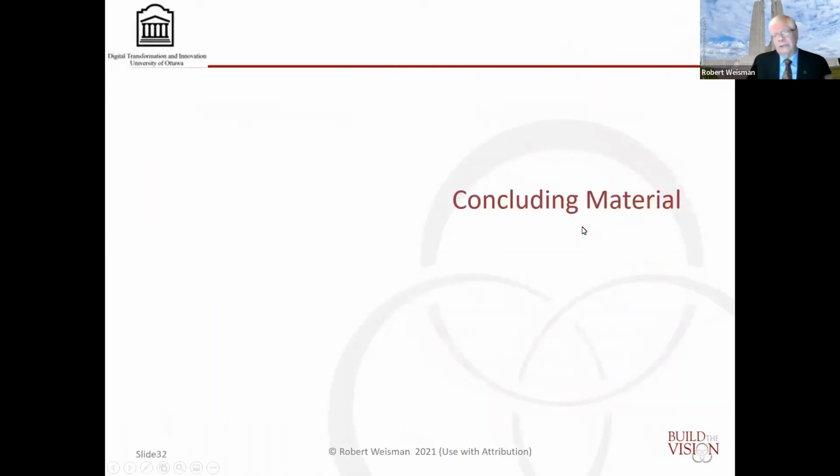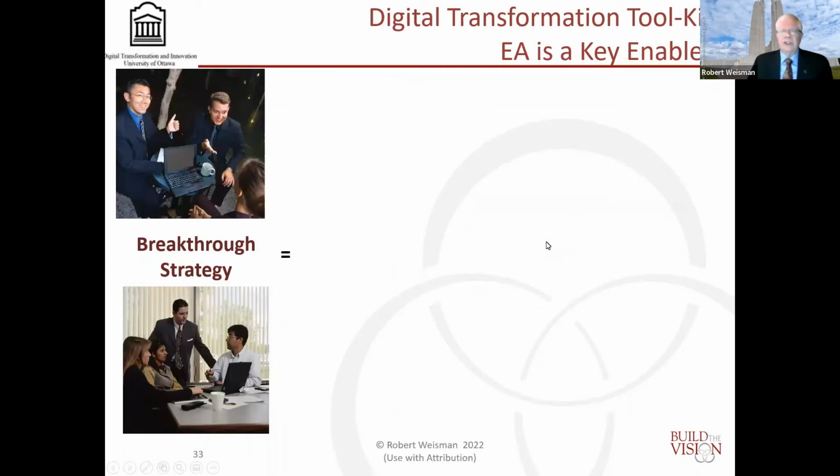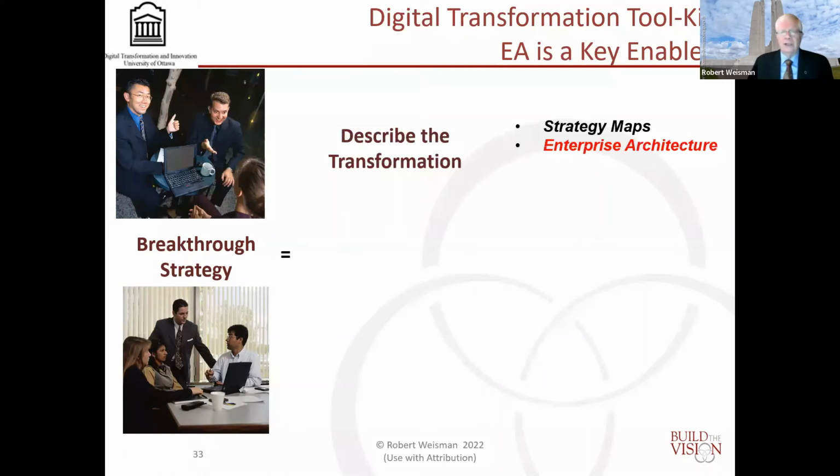Now, concluding material. I've rambled on. Hopefully, I've made some sense. Digital transformation, enterprise architecture is not the only thing. You've got your breakthrough strategy. You want to get into a blue ocean. Generally speaking, you should be using strategy maps in conjunction with enterprise architecture. And then you can use business techniques like blue ocean strategy and all that. That's fine, however you want to do it.